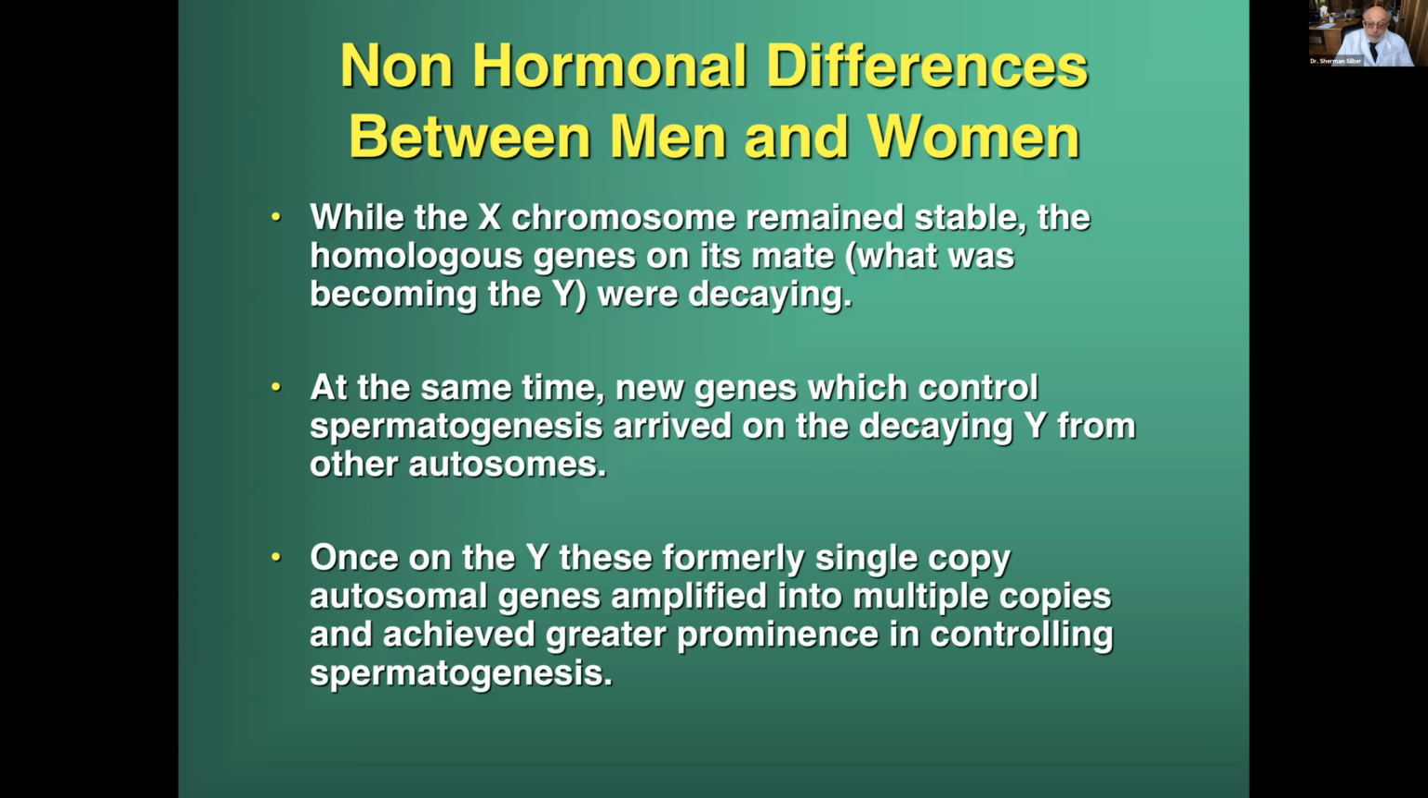Once on the Y, these formerly single copy autosomal genes amplified into multiple copies and achieved greater prominence. So why is that important?